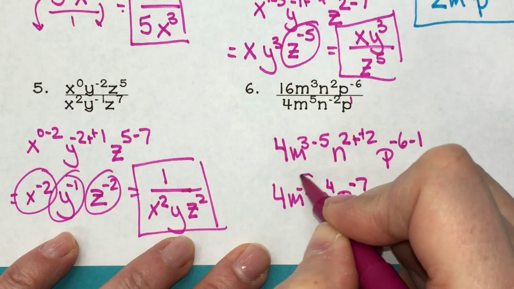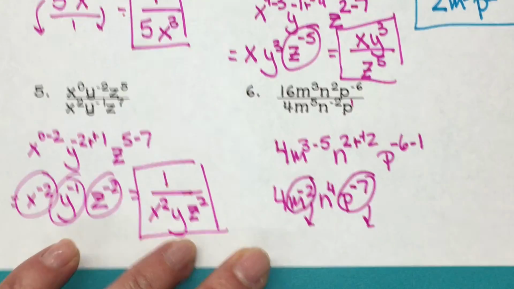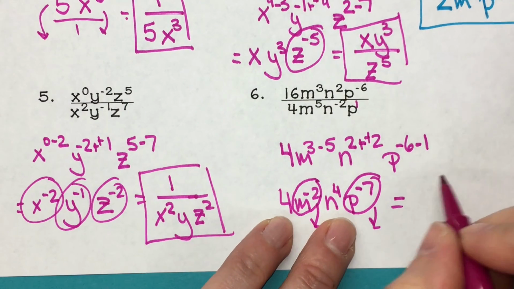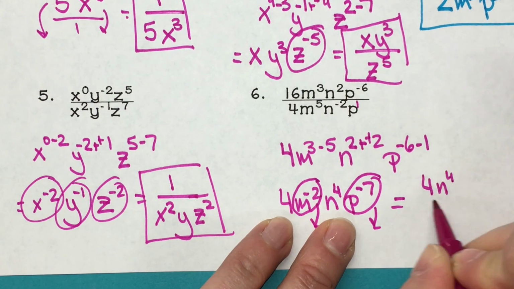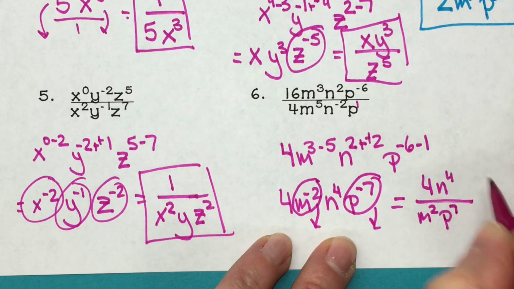So I need to move this part and this part to the other side of the fraction bar to make my exponents positive. So I'm going to leave the rest on top. So 4 n to the fourth over m to the positive second, p to the positive seventh.